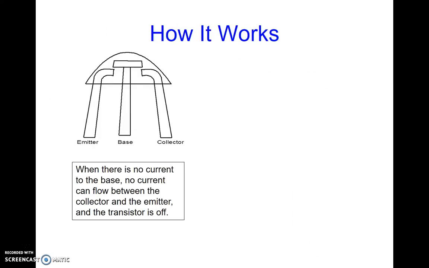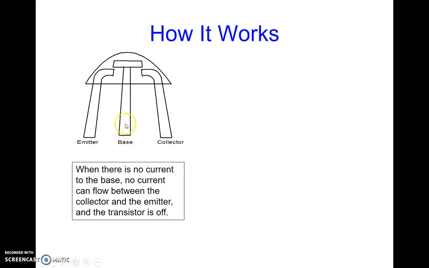Okay, here's how it works. I like to think of it as a drawbridge. Okay? When a drawbridge is up, cars cannot pass over the bridge to get to the other side. That is exactly how a transistor works. When there is no current flowing to this base wire, or this base strand here, no current can flow between the collector and emitter. Okay? The transistor is basically turned off.